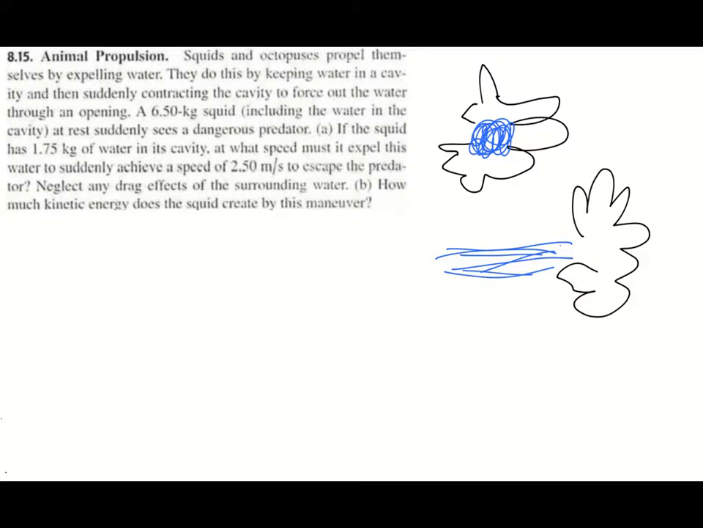We also then want the squid to go out this way at 2.5 meters per second. We want to know how fast does this thing have to go in order to get that to happen. Okay, so that's what we're going for to start with. So we'll start with the momentum at the start.